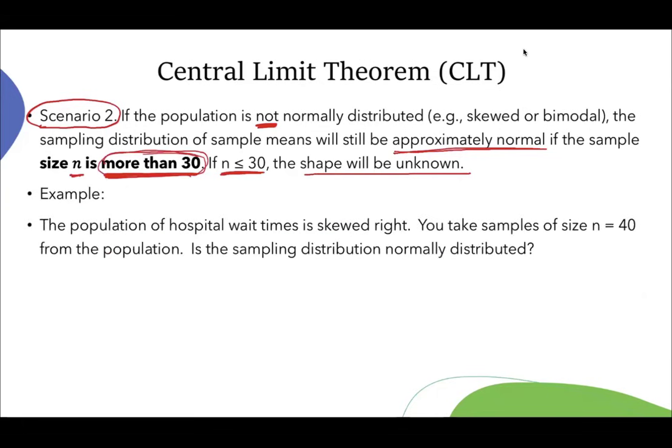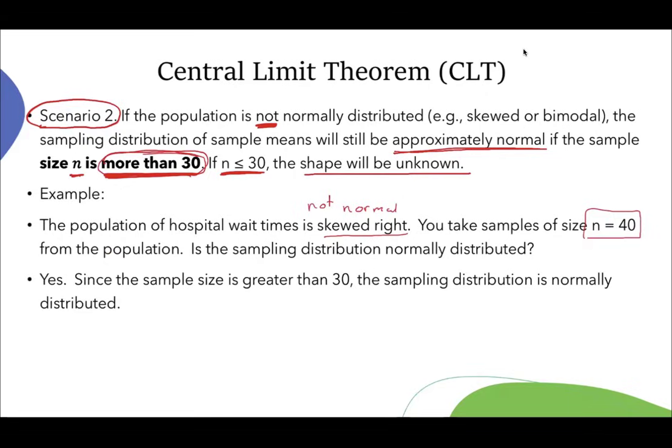The population of hospital wait times is skewed right, which is not normal. You take samples of size n equal 40 from the population. Is the sampling distribution normally distributed? And the answer is yes, because n is greater than 30. 40 is greater than 30. The sampling distribution is normally distributed.